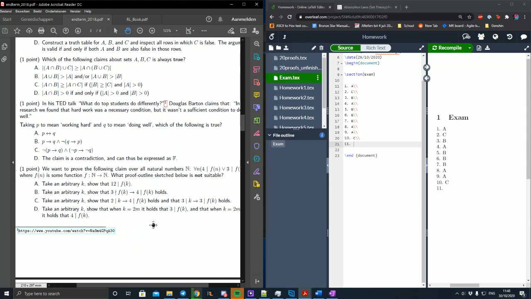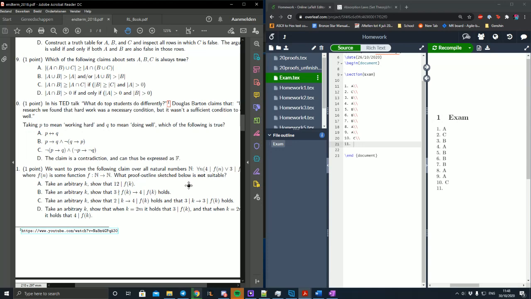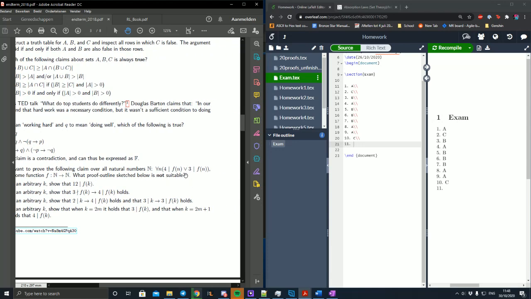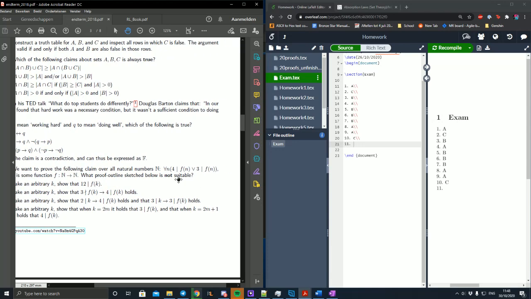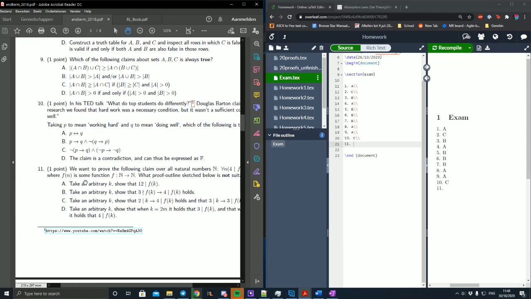Following claim over all natural numbers. For all natural numbers n, 4 divides f of n, or 3 divides f of n. With some function.